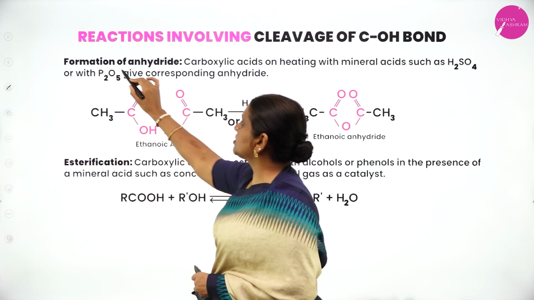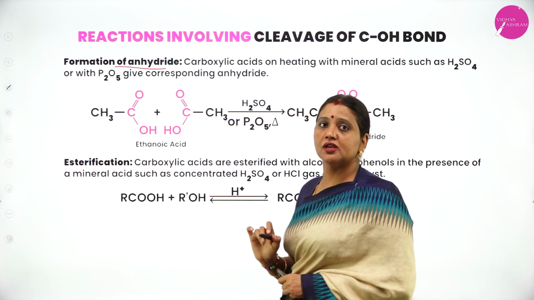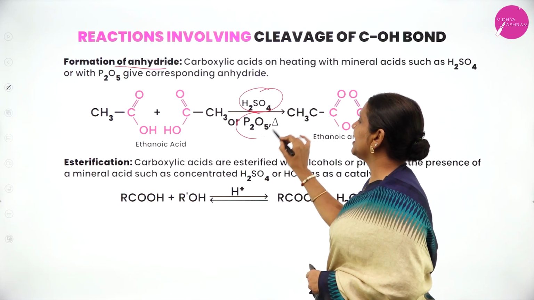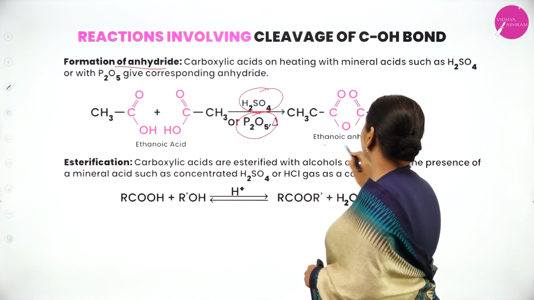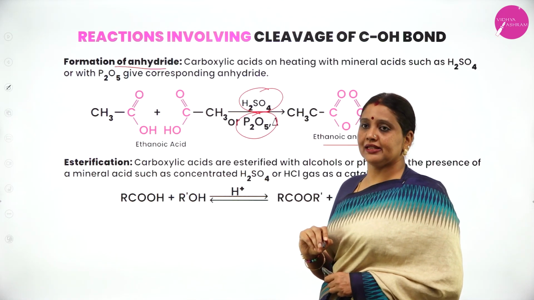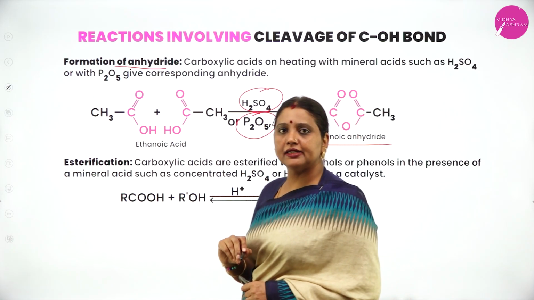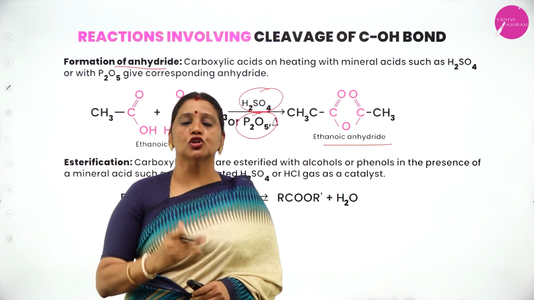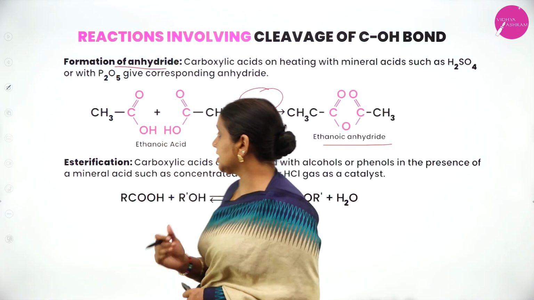Next, formation of anhydride. How does it form anhydride? When carboxylic acids are heated with sulfuric acid or P2O5, they form anhydride. Therefore, how do you prepare anhydrides? Anhydrides are prepared by heating carboxylic acids with phosphorus pentoxide or concentrated sulfuric acid.